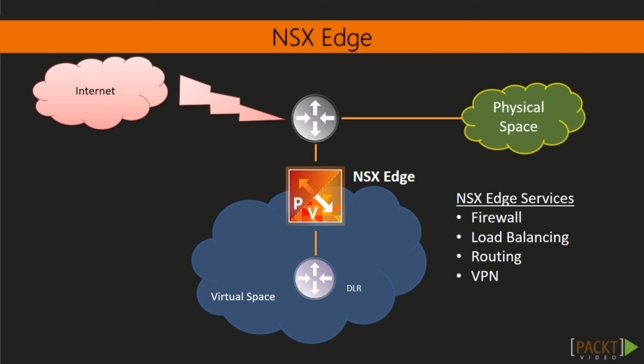As we can see, the physical space and the internet connection are connected to a central physical router, probably including firewall capabilities, and the NSX edge connects to that physical box, providing the path for all the virtual machines. The NSX edge provides additional services like firewalling, load balancing, routing, of course, and VPN. So you can choose which services are going to be configured and enabled on the edge device.